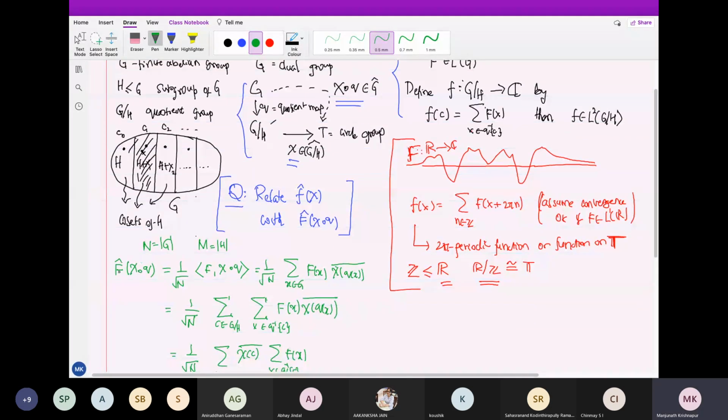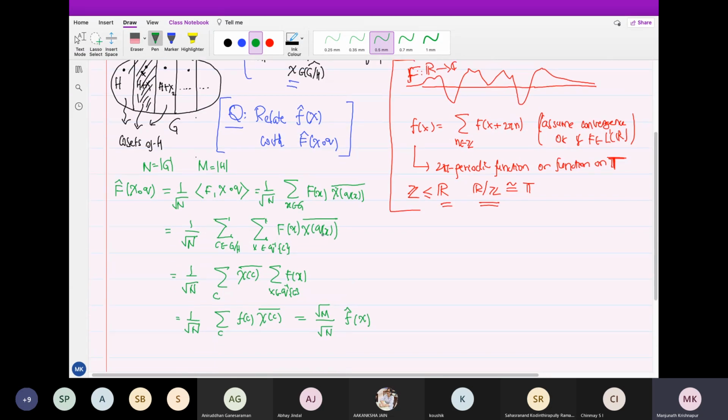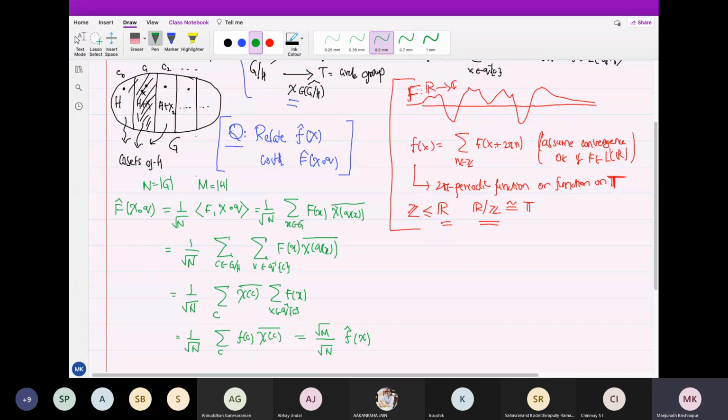Now I want the capital F Fourier coefficient at chi compose Q. So I just follow the definition. It is 1 by root n, n is the size of the group, F of x chi of Q of x conjugate, which I break into cosets. So for each coset, I sum over the elements of that coset this quantity. But for all these x here, Q of x is C. So chi of Q of x is just chi of C bar, which comes outside. And the remaining sum is F of x summed over the coset, which is, by definition, small f of C.